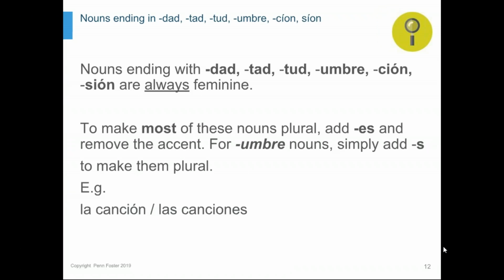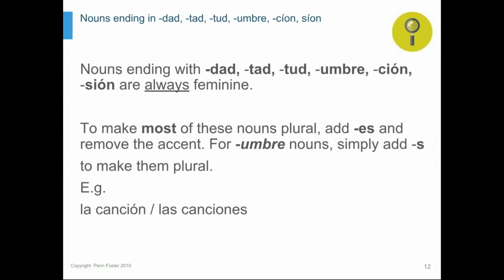Okay, and one of our last slides on nouns. In this case, these particular endings, DAD, TAD, TUD, UMBRE, CIÓN, and SIÓN, any noun that has one of those endings is going to be considered feminine at all times. Okay, and again, like we did with those that ended in an R, as you see in the second note, to make this type of noun plural, again, you're going to add an ES.